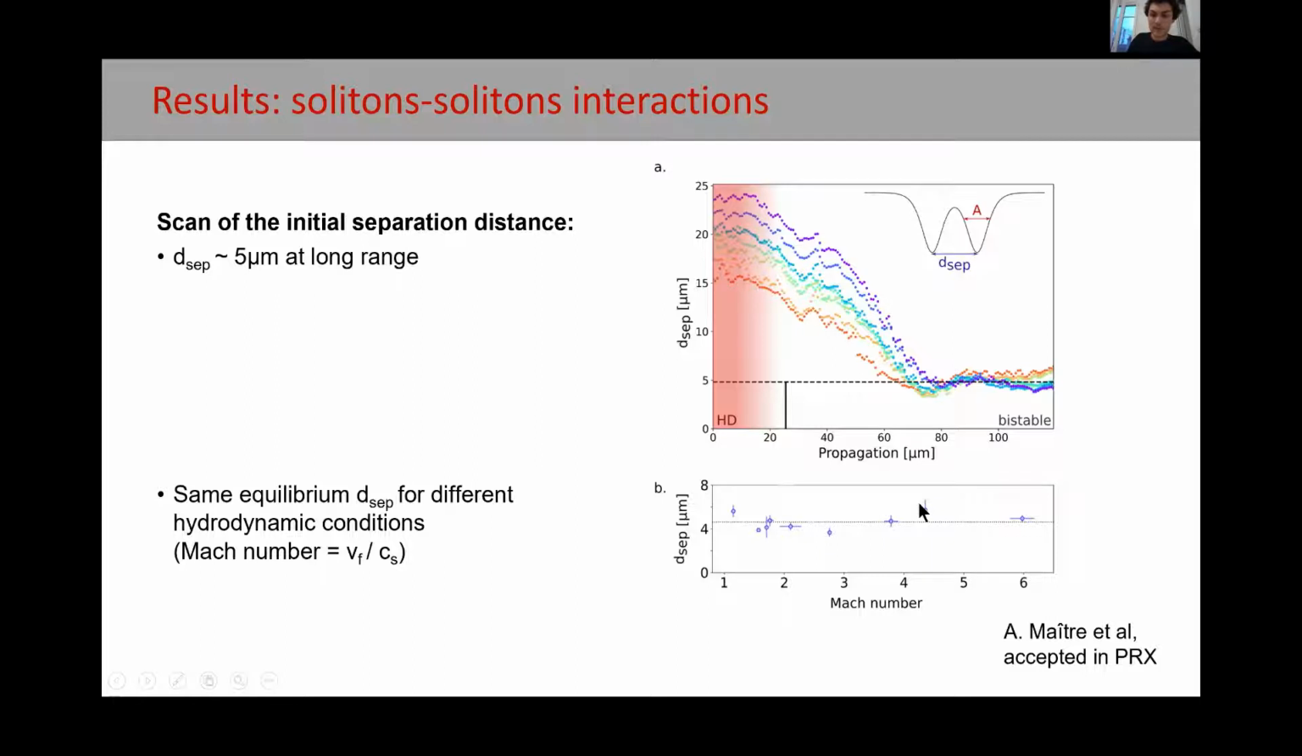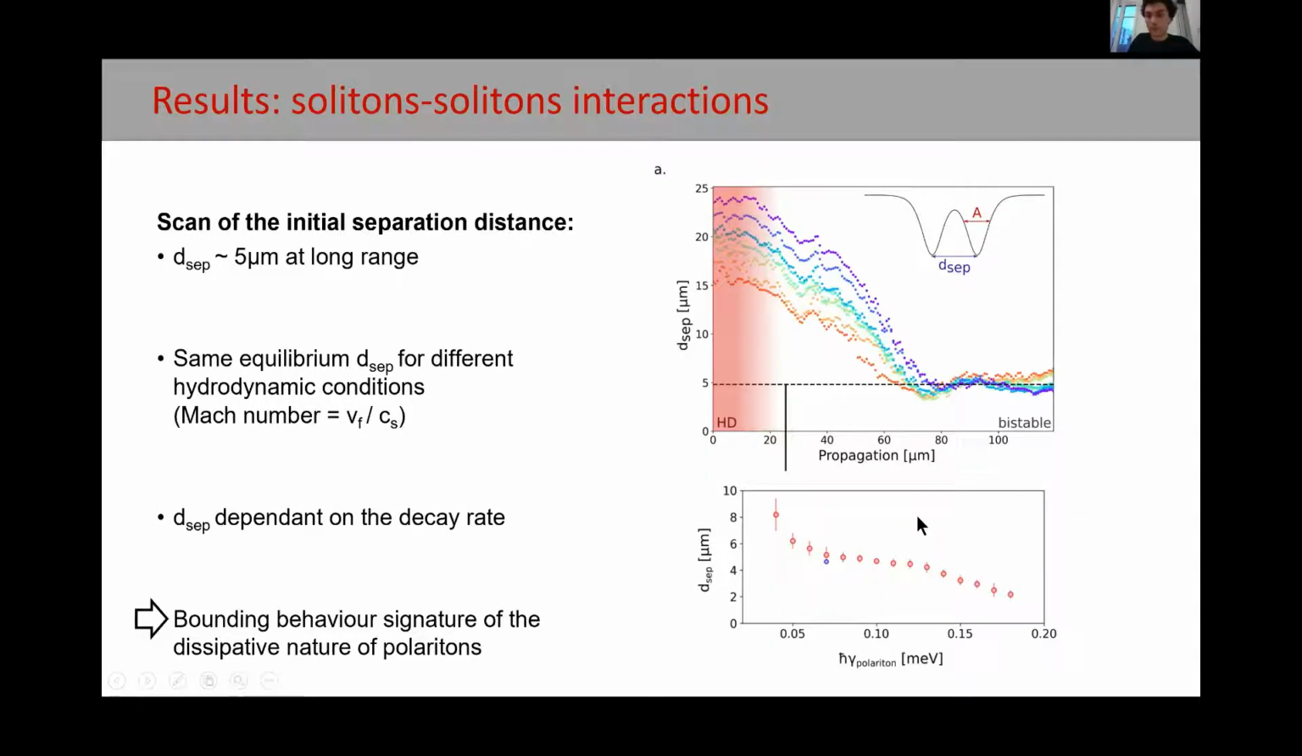Okay, so then we looked at the dissipation, which we haven't shown so far. We have done this analysis numerically. Here we plot the equilibrium separation distance with respect to the decay rate of the polaritons. In red, you have the numerical data points, and in blue, the experimental point corresponding to our cavity decay rate. And as you can see now, the separation distance decreases as the decay rate increases.